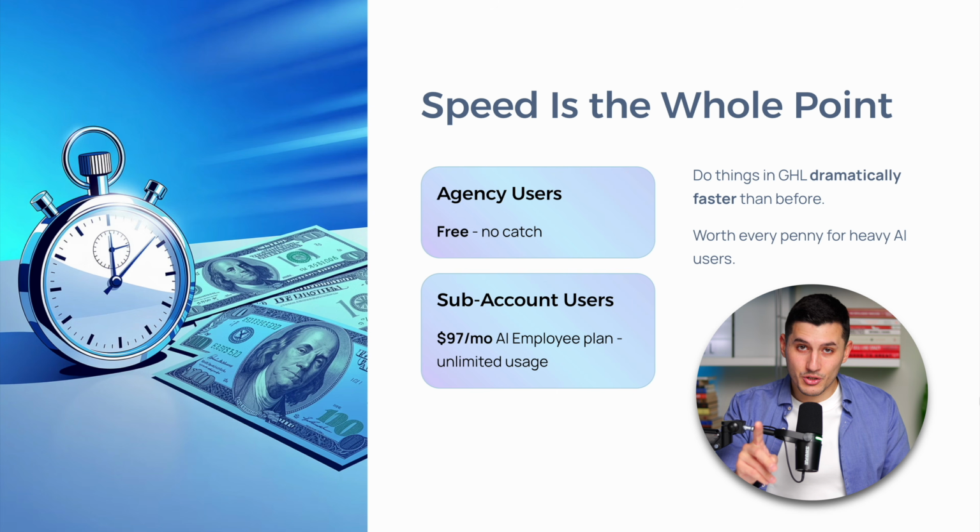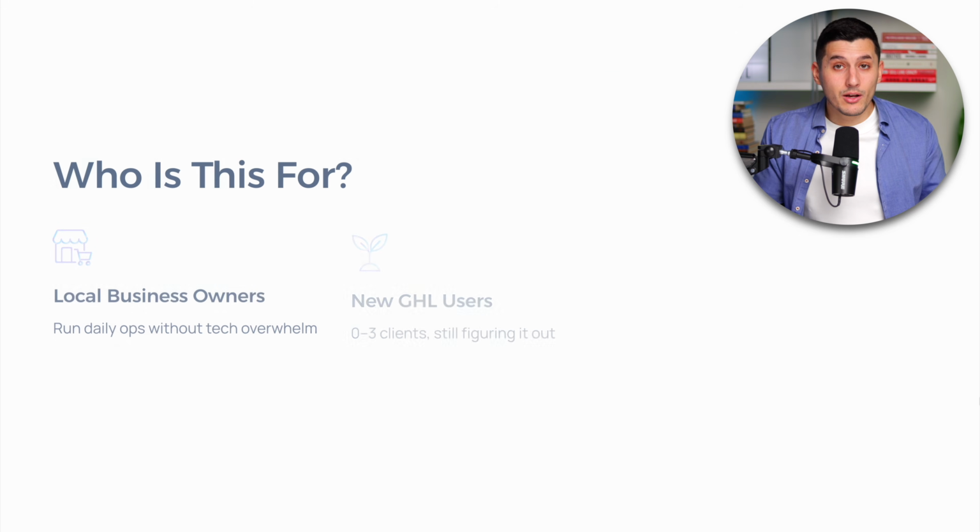For sub-account users, however, to access it, that sub-account needs to be subscribed to the AI employee plan, which costs $97 per month and unlocks unlimited AI usage. It's a pretty good deal if you ask me, but you need to be using a lot of AI for it to make sense. Anyway, who is this for?